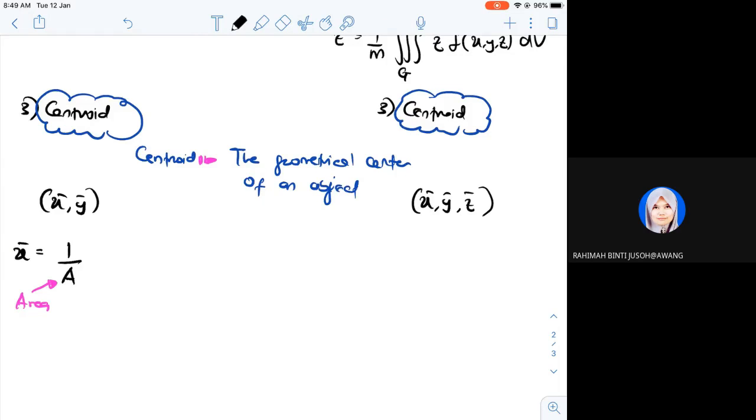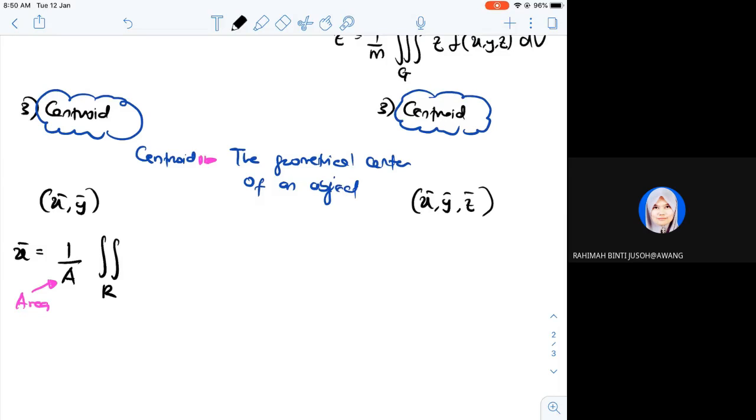Okay, to calculate area, you can use double integrations, of course. Or you can double check with the formula of area, the formula of area of a circle or area of a triangle. So by hook or by crook, we need to calculate area first before we can find the centroid. And then we have double integrals over region R.